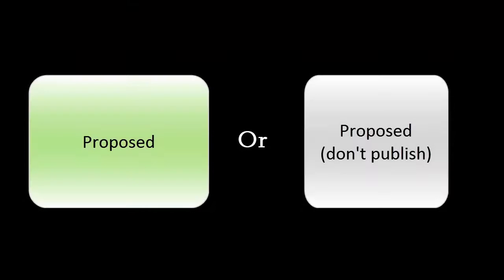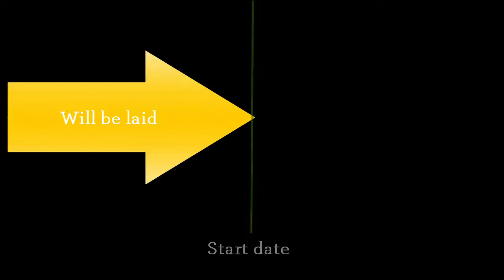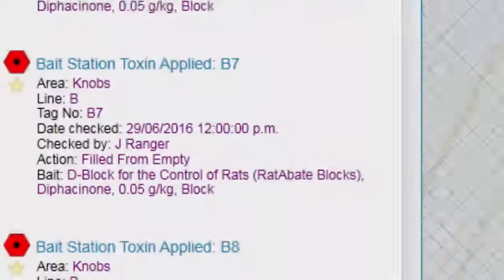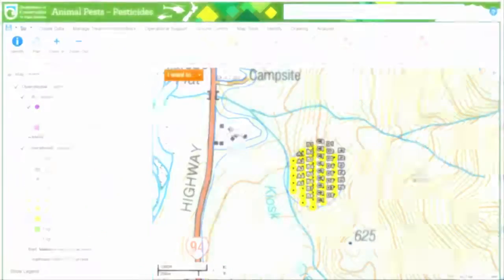The status moves from proposed to will be laid to have been laid. Once the status is will be laid, and the operation passes its defined start date, the status will automatically be set to has been laid. This is part of the precautionary design of the application. The block can now have records of actual treatment added. These can be for aerial application, bait stations, bait bags, or handling.